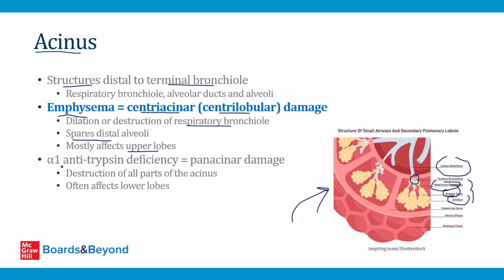In contrast, in alpha-1 antitrypsin deficiency, which we already mentioned and we're going to talk about later, you see pan-acinar damage. You see destruction of all parts of the acinus, and this often affects mostly the lower lobes. And the reason you can get problems in all parts of the acinus is because this is a genetic condition and the alpha-1 antitrypsin deficiency is present in all parts of the acinus.